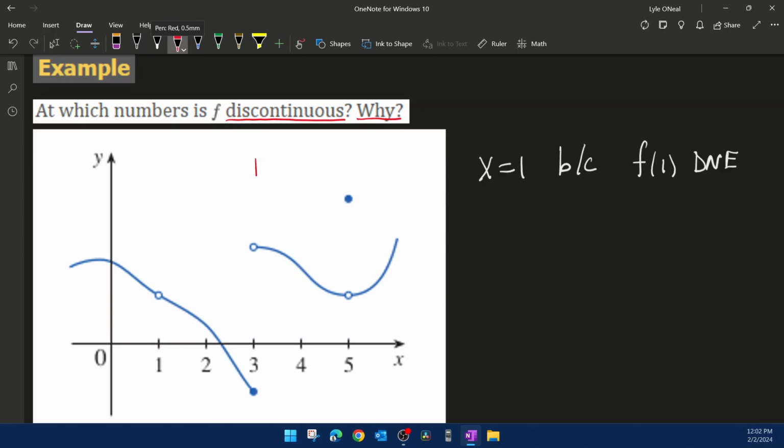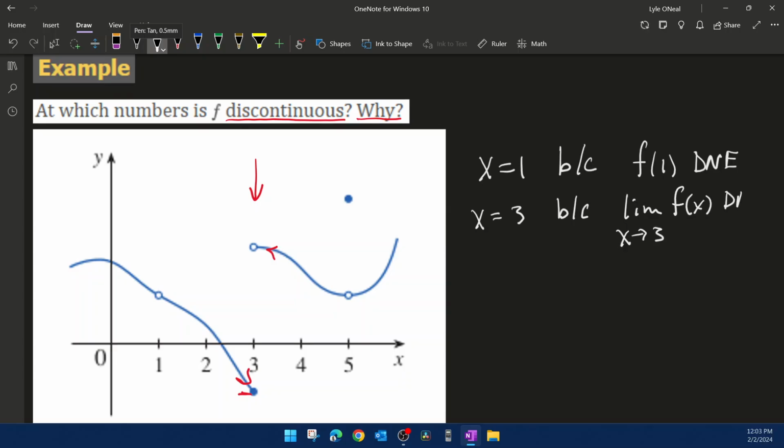Our next number that we need to consider is 3. Notice this solid dot down here says that f of 3 exists, but since we are approaching a different height from the left and the right, the limit doesn't exist. So next we would say x equals 3 is a point of discontinuity because the limit as x approaches 3 of the function does not exist.